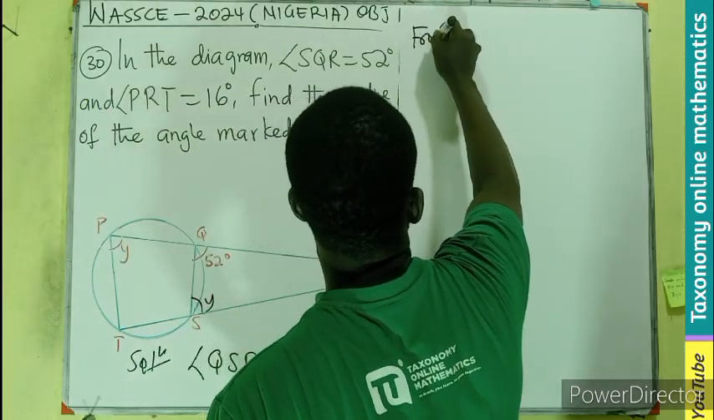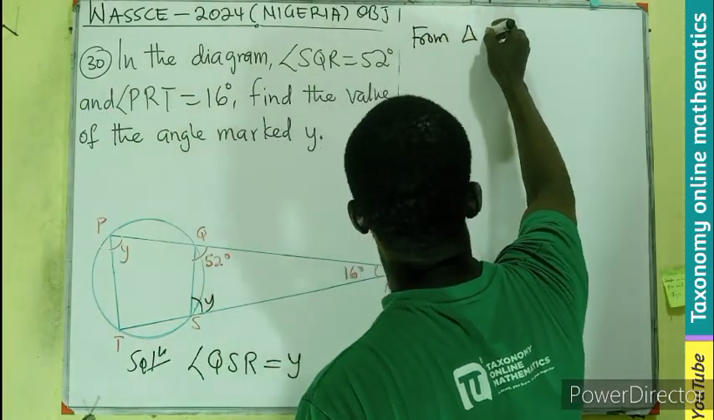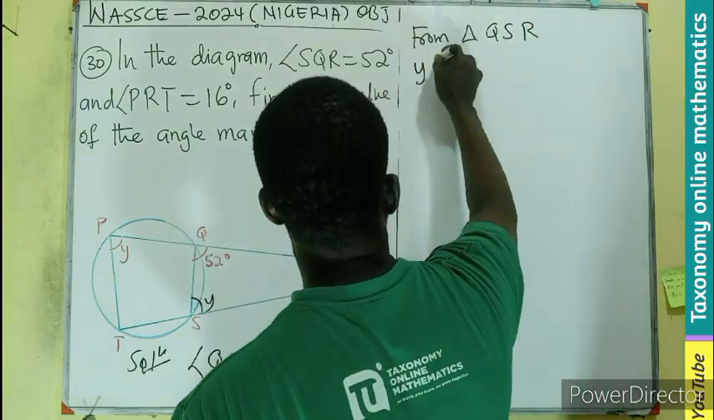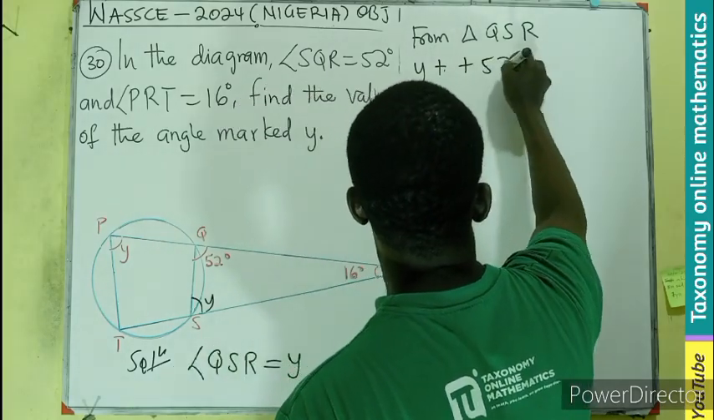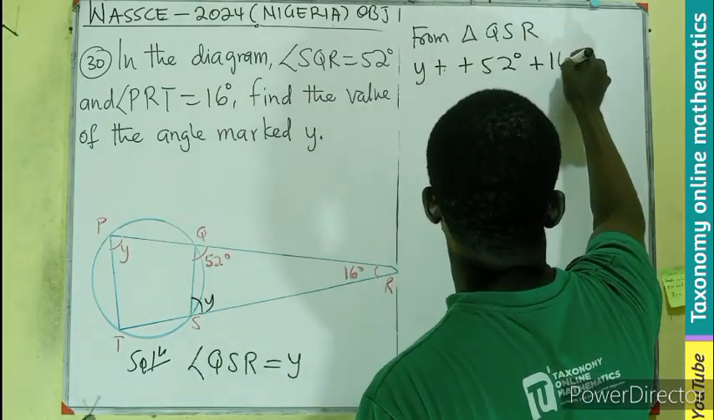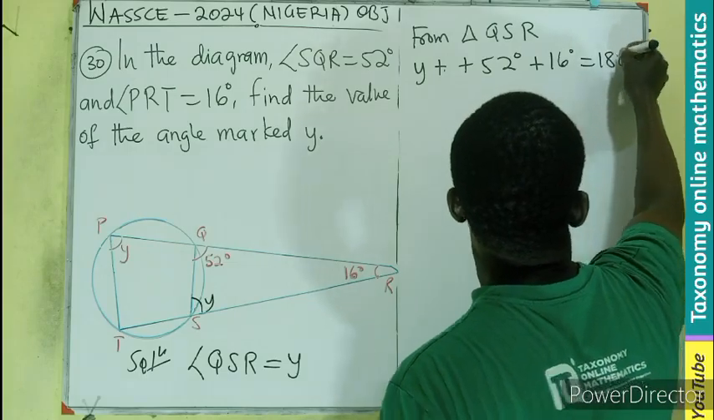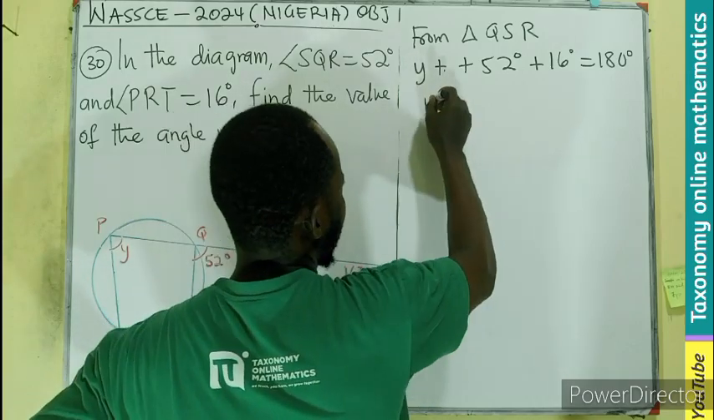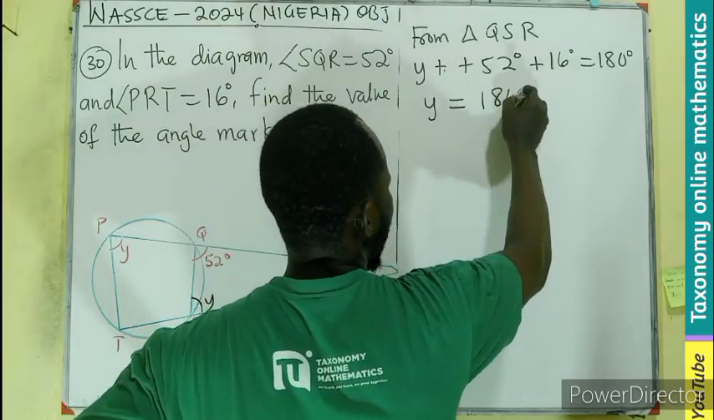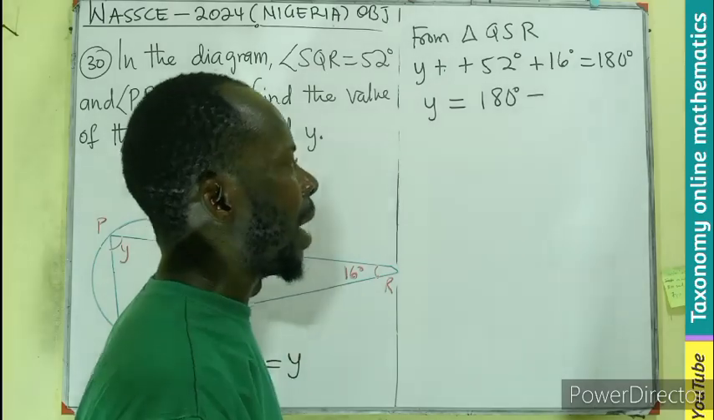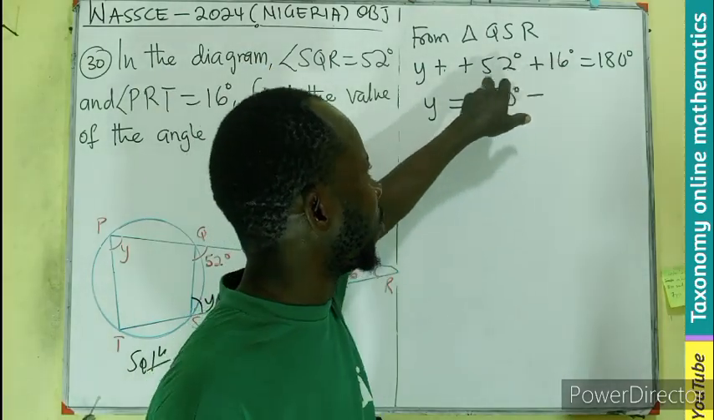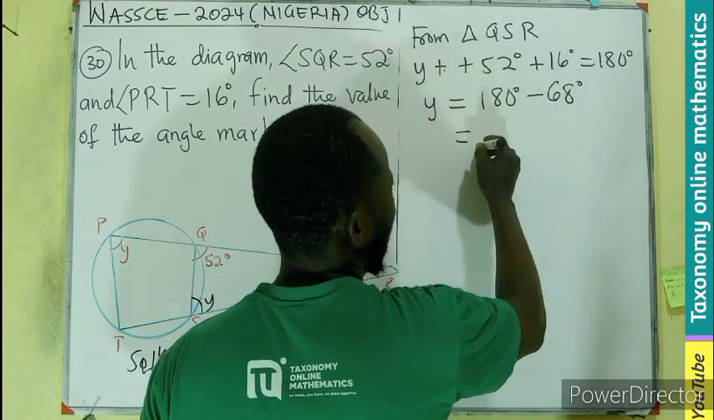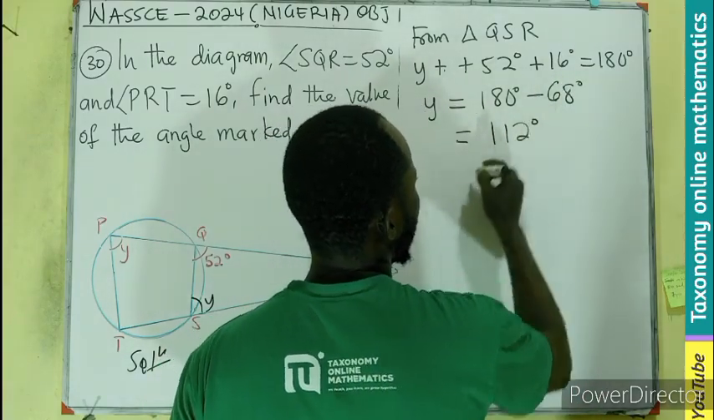So I'll say from the triangle QSR, adding Y plus 52 plus 16, you should get 180 degrees, the sum of the angles in a triangle. So let's maintain our Y, maintain the 180, then we subtract the sum of 52 and 16, that will be 68, okay? So 180 minus 68 degrees, and that will be 112 degrees.